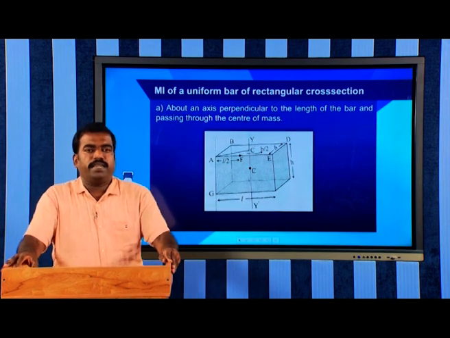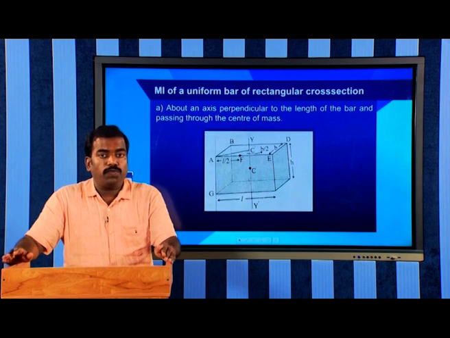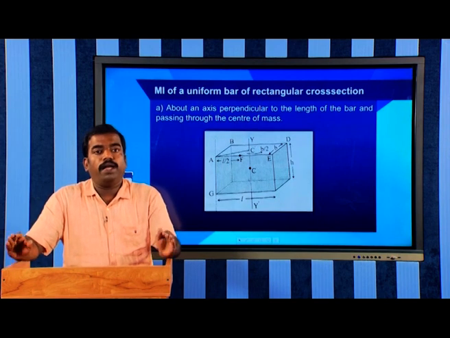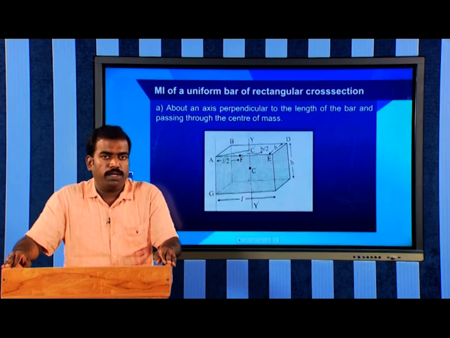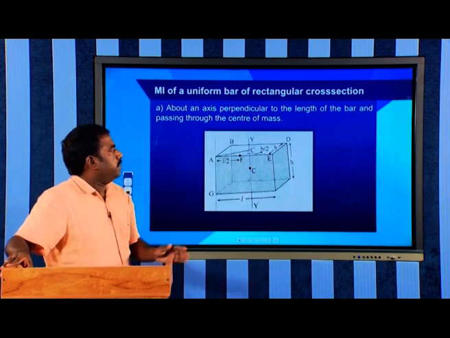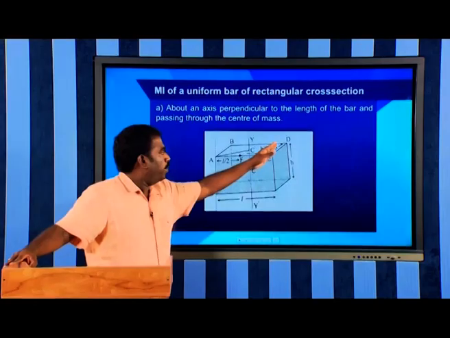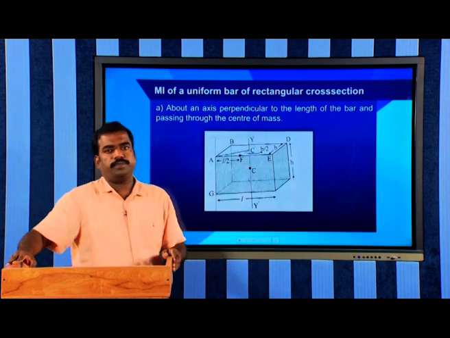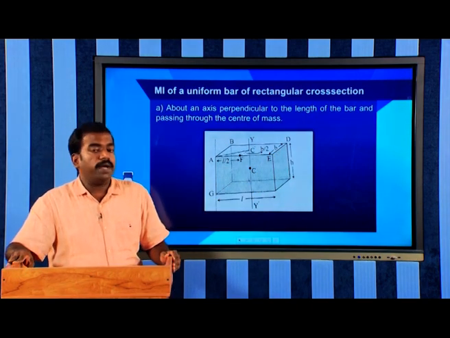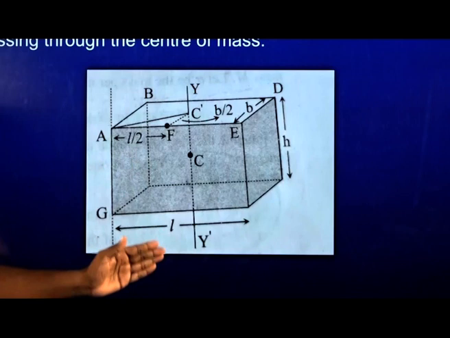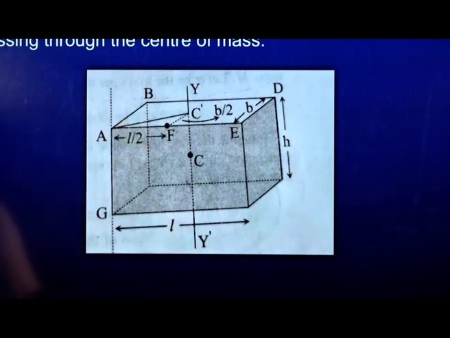Suppose this rectangular bar is made up of a large number of rectangular lamina. Here we are considering a rectangular bar of length L, breadth B and height h, and we imagine that the bar is made up of a large number of rectangular lamina. Consider one such lamina of mass small m.